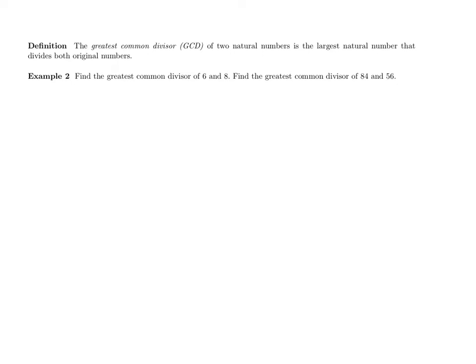In example 2, let's find the greatest common divisor of 6 and 8. So going up to this definition, the greatest common divisor, known as the GCD, of two natural numbers is the largest natural number that divides both original numbers. There is a lot to that definition, so let's bring some meaning to it by looking at this example here. Let's start by listing out the numbers that divide 6, or the divisors of 6. The numbers that divide 6 are 1, 2, 3, and 6, and there is nothing else.